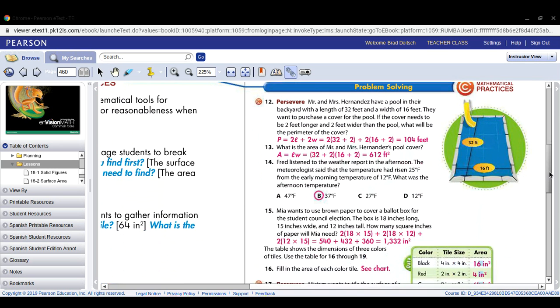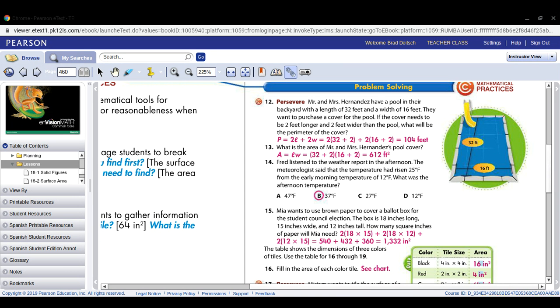Number 12, they're talking about the perimeter. So the perimeter is adding up all the sides. So 2L plus 2W. But they said that each side is 2 longer. So, for example, if this dimension right here is 32 feet, it's really 2 feet longer because I need the mat to be 2 feet longer.